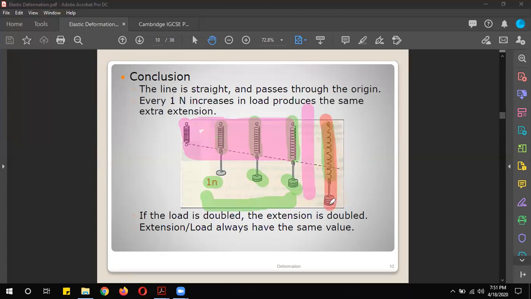But crossing this point, this is now plastic deformation.